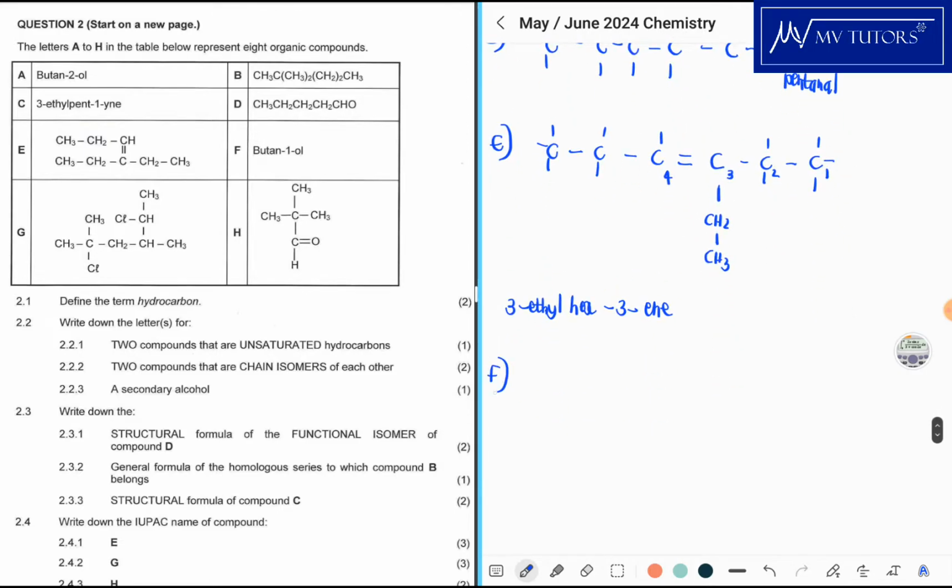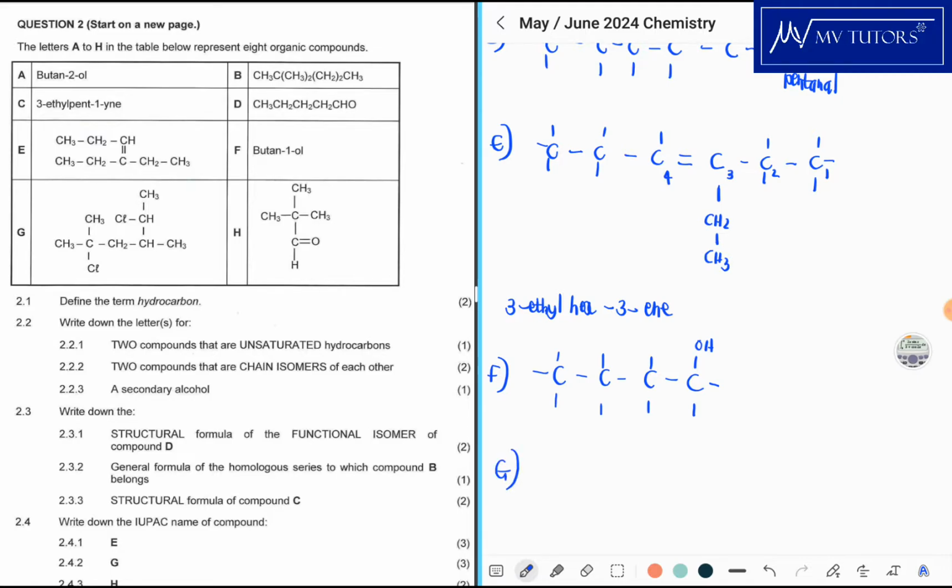Okay, and then what happens at F? Butan-1-ol. Okay, we had butan-2-ol, now it's butan-1-ol. So there's the OH group. And then almost there, G.